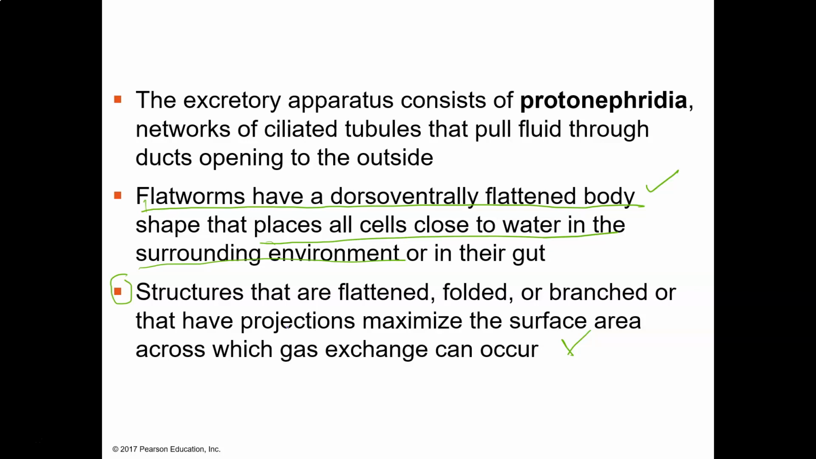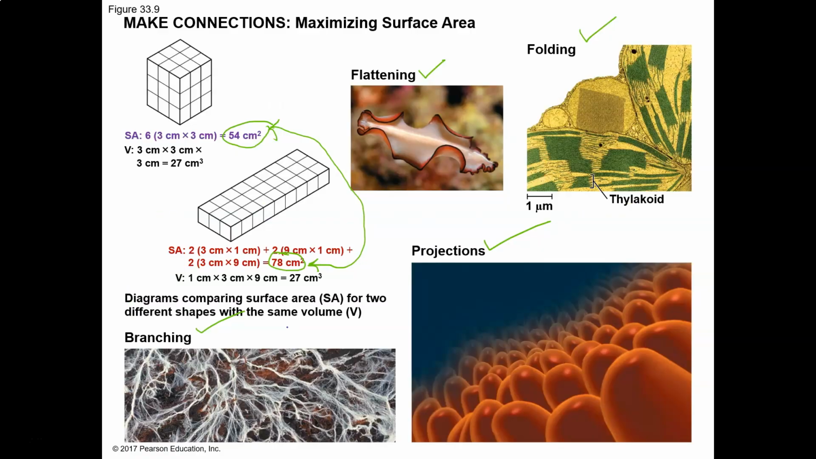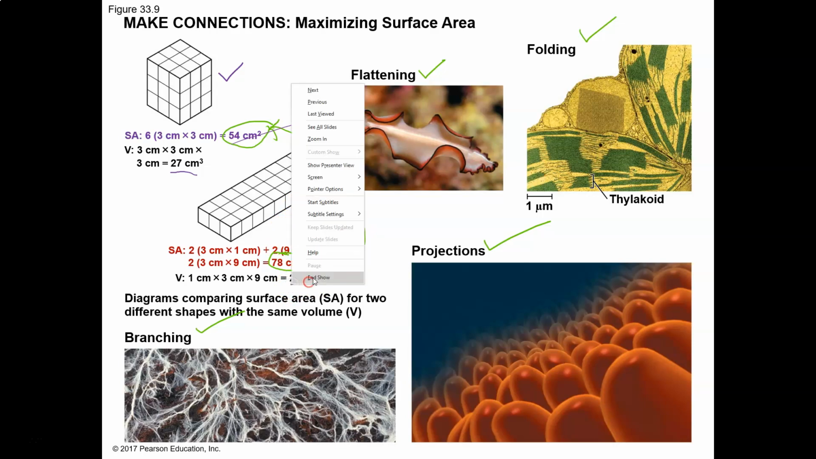And then they'll have specialized folding structures to maximize surface area to increase the ability to do gas exchange. Here's an example of that, comparing the idea of maximizing surface area. So you can see up here that you've got a cube, and the cube has a volume of 27 cubic centimeters. And then you have this wafer, rectangular wafer, that also has a volume of 27 cubic centimeters.